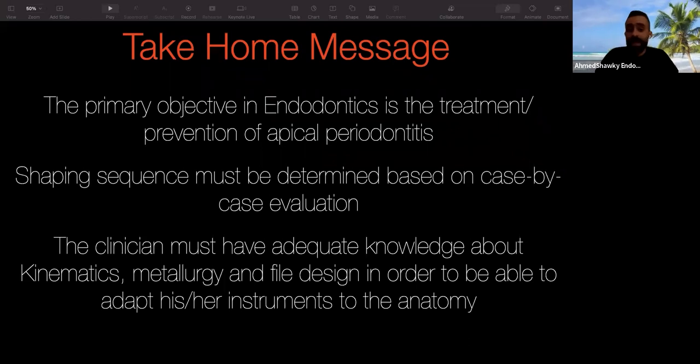The clinician must have adequate knowledge about kinematics, metallurgical design, metallurgical features, and file design in order to be able to adapt his or her instruments to the anatomy. And remember, our most notorious and nasty enemy in endodontics is the anatomy.